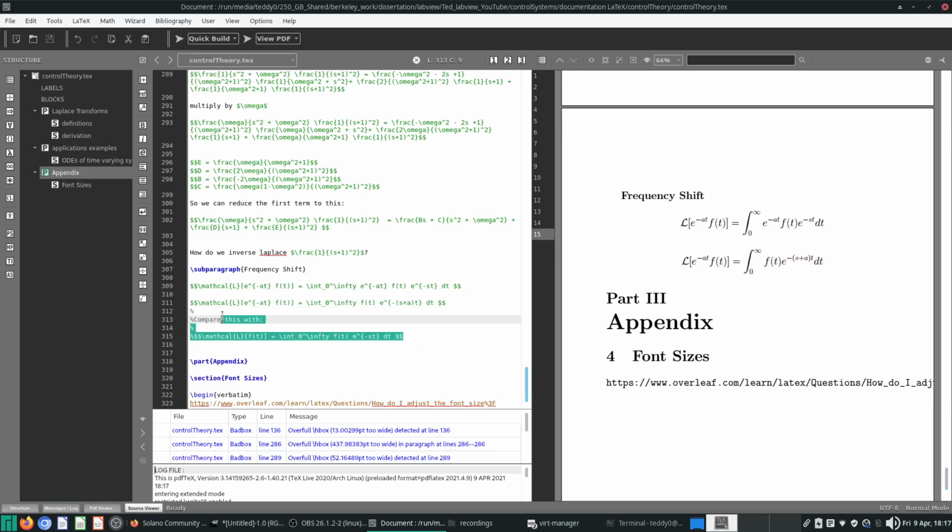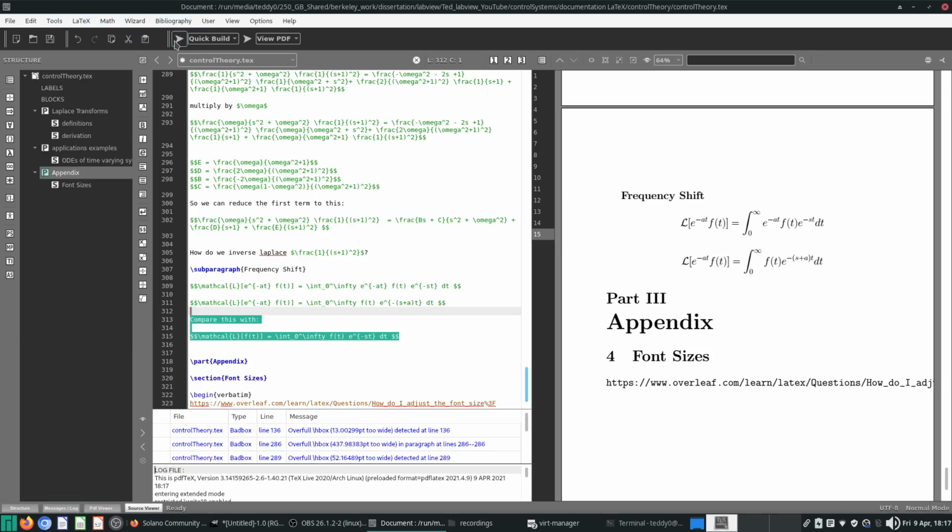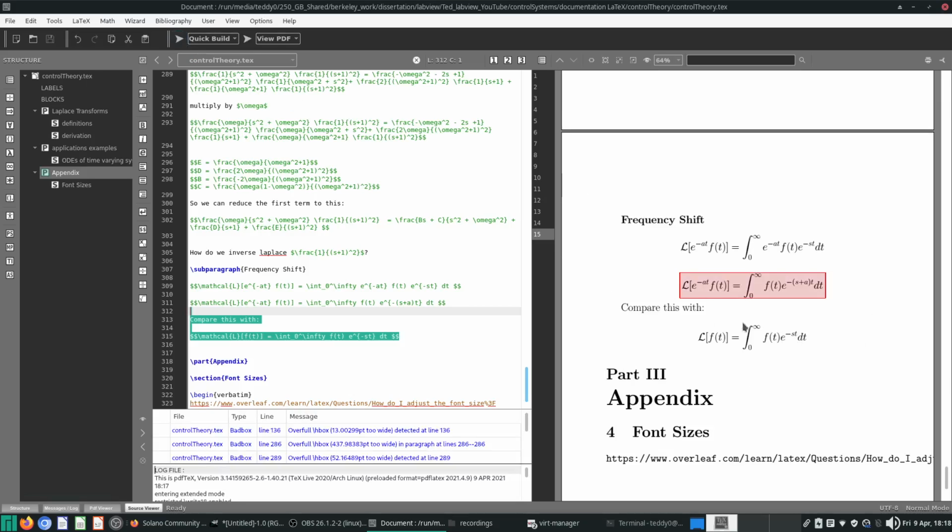I want you to compare this with the original Laplace transform definition. The Laplace transform of f of t is the integral from 0 to infinity of f of t e to the minus st dt. Now you notice that these two are almost identical except for the plus a here.